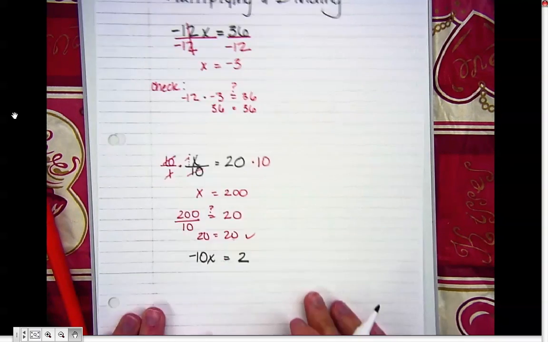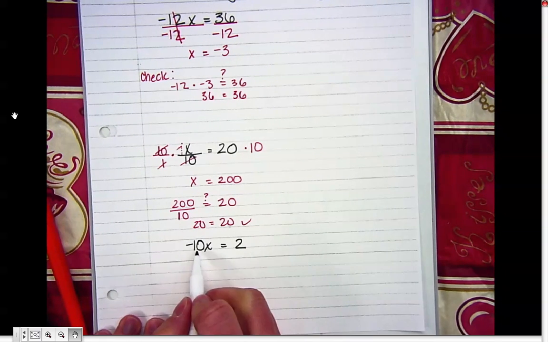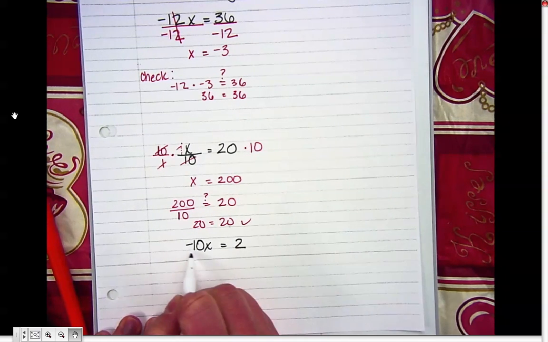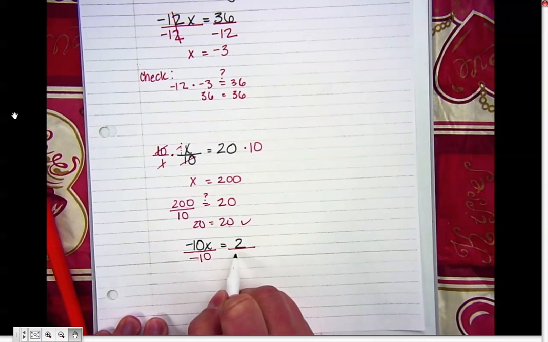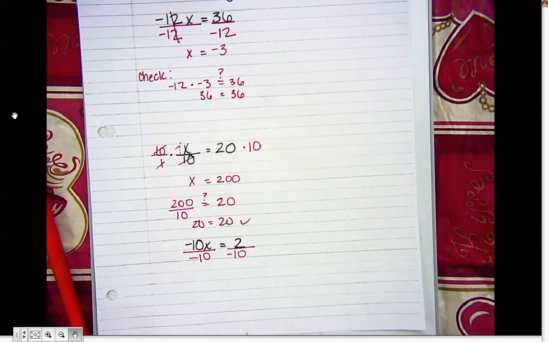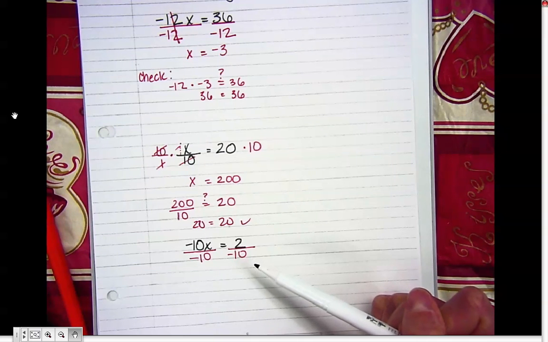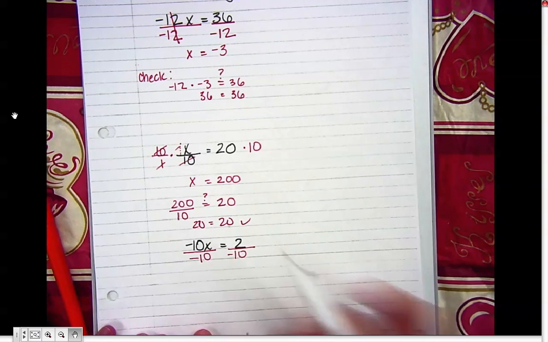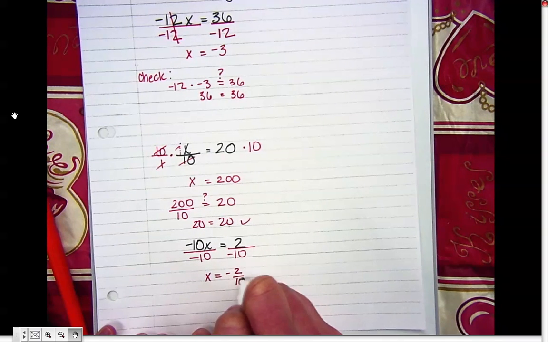We have negative 10x equals 2. Now, multiplication is going on. I have a number and a variable next to each other, so that means I'm going to divide. I divide by negative 10. Now your first instinct is to say that the answer to this is negative 5, but it's not negative 5. I'm doing 2 divided by 10, not 10 divided by 2. So this is going to give me x equals negative 2 tenths.